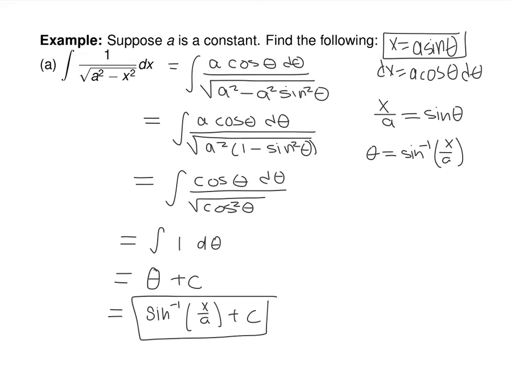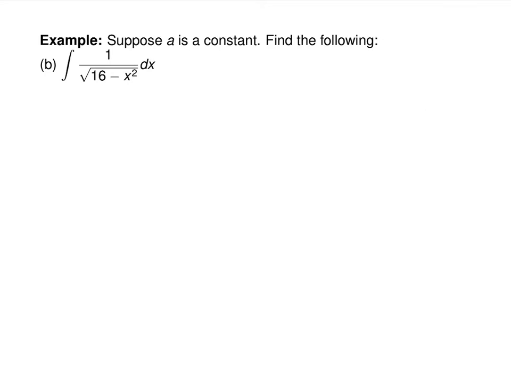So that's one reason, or one place that you can derive those formulas from, is using this method. Now using this one, same idea, a here is going to be the square root of 16, or 4. And so this antiderivative is sine inverse of x over 4.